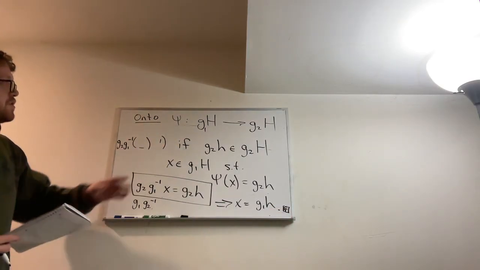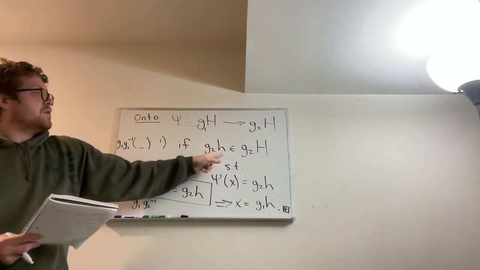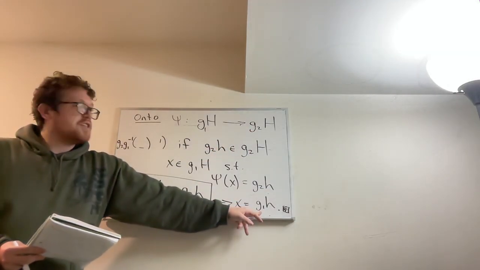Right, and this just shows you that this map is onto, so no matter what element here I pick, G2H, I can always find G1H that maps to it.